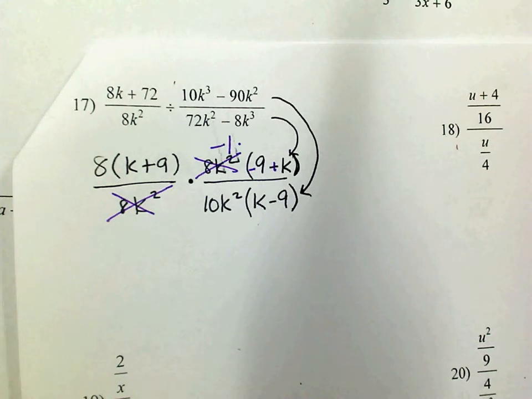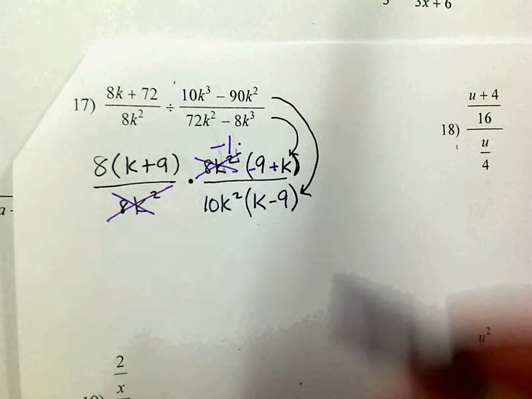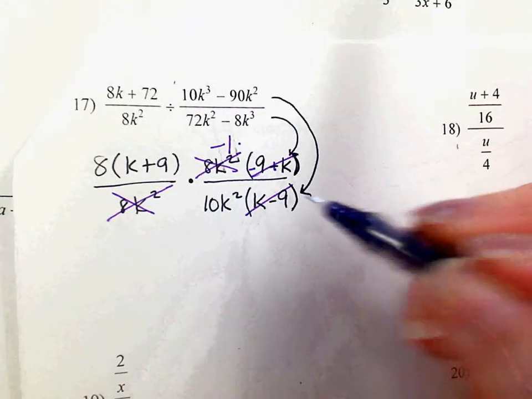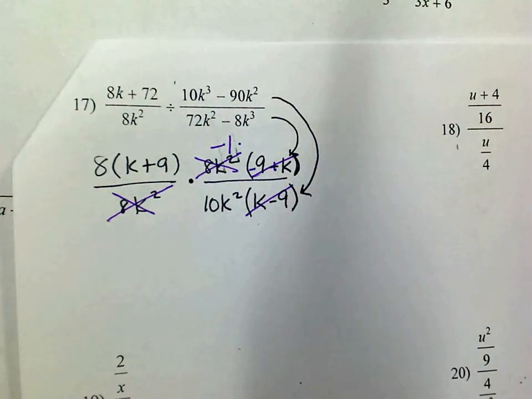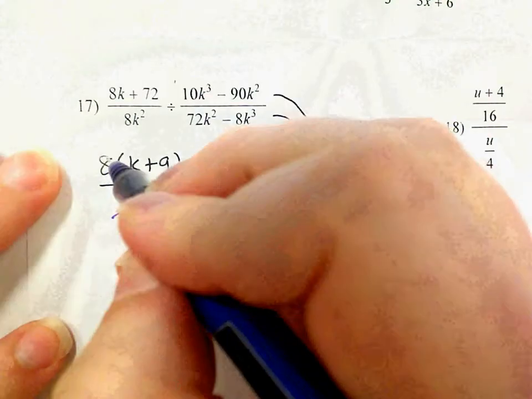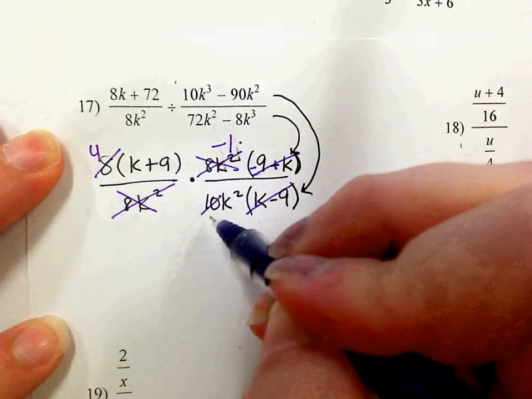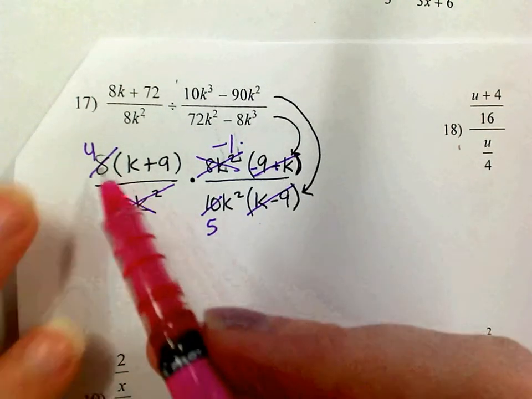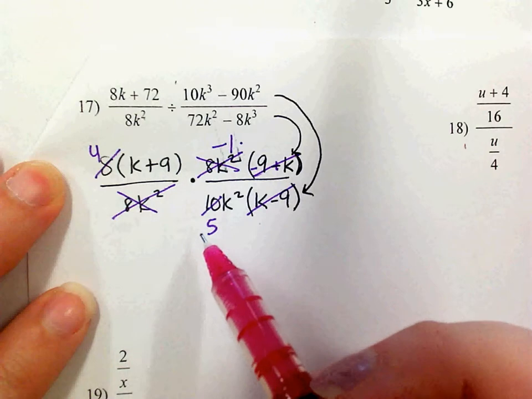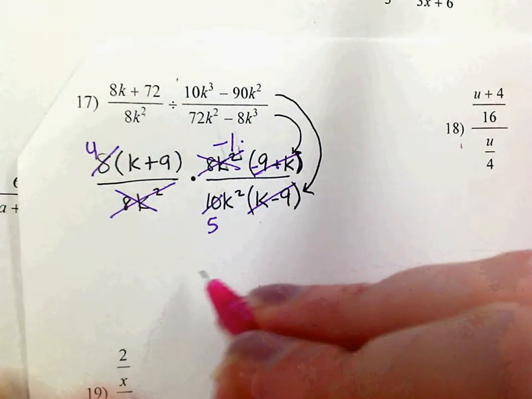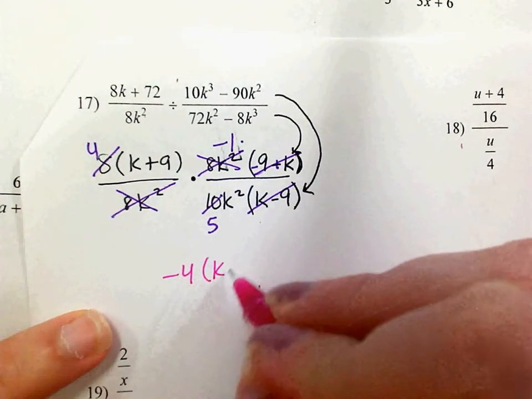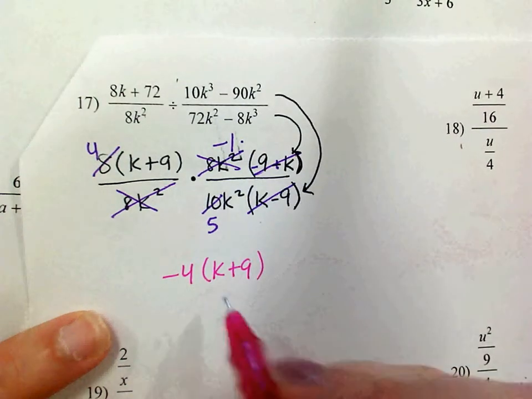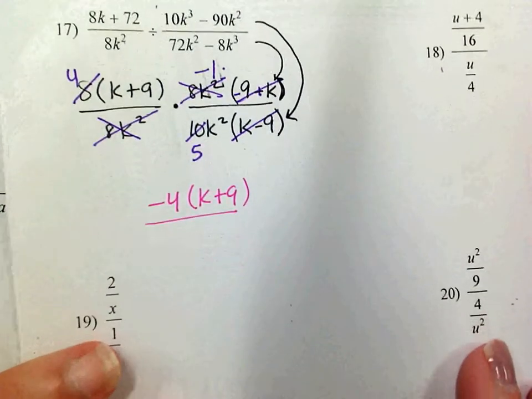Okay, so these cancel out now? Yes. Alright, is anything else simplify? Yes. Like what? The 8 and the 10? What goes in with 8 and 10? 2. It goes into 8 4 times, and it goes into 10 5 times. So, okay, so I've got some weird things going on. I've got a 4, I've got a k plus 9, and I've got a negative 1 on top. So I'm going to say negative 4 times k plus 9 over 5k squared.